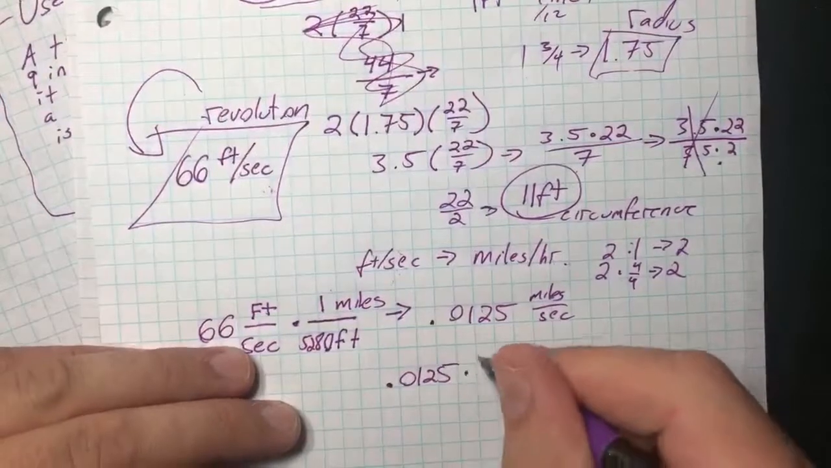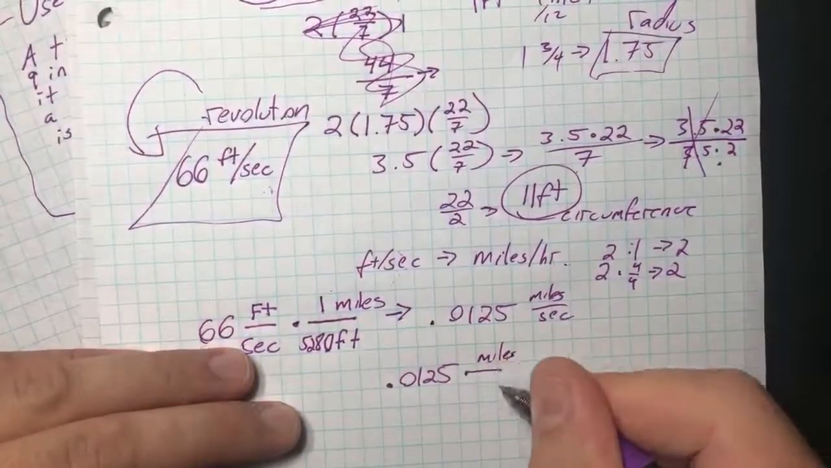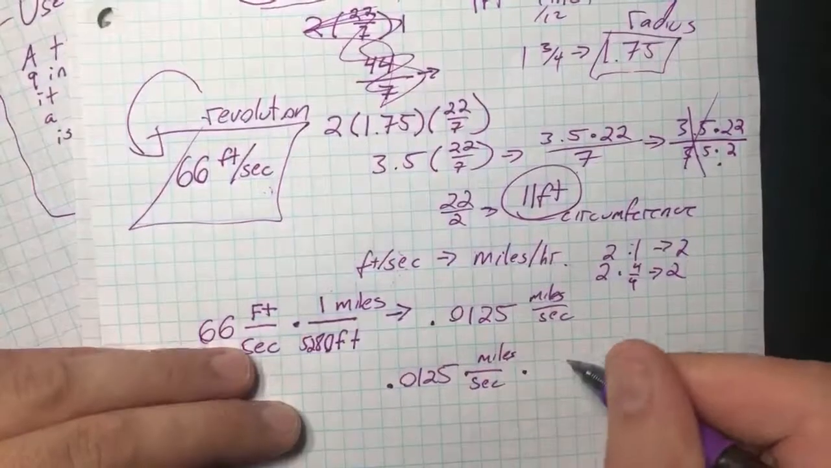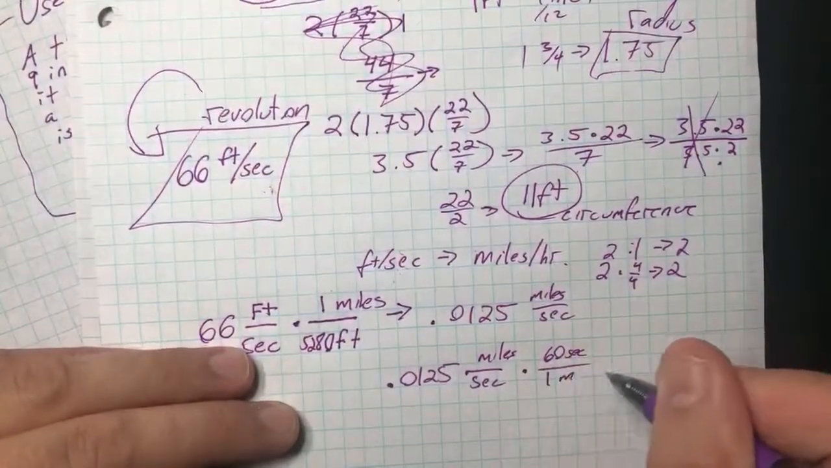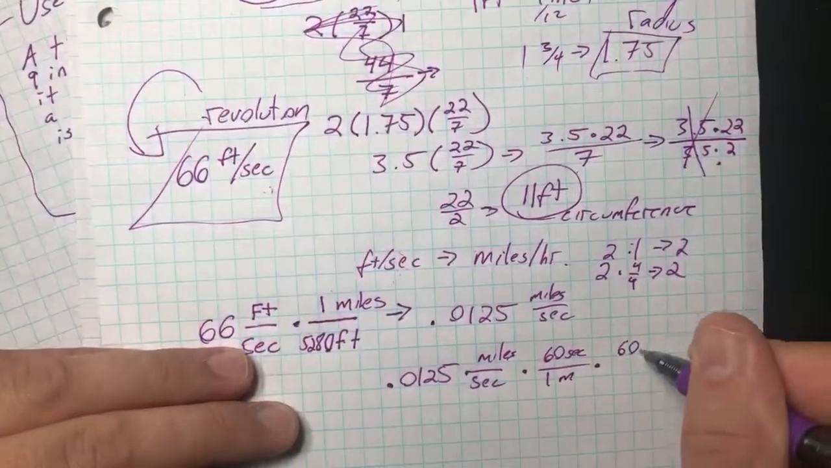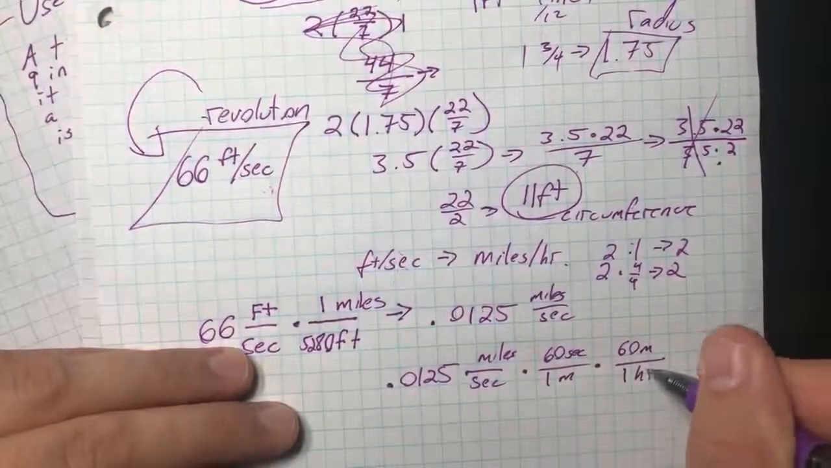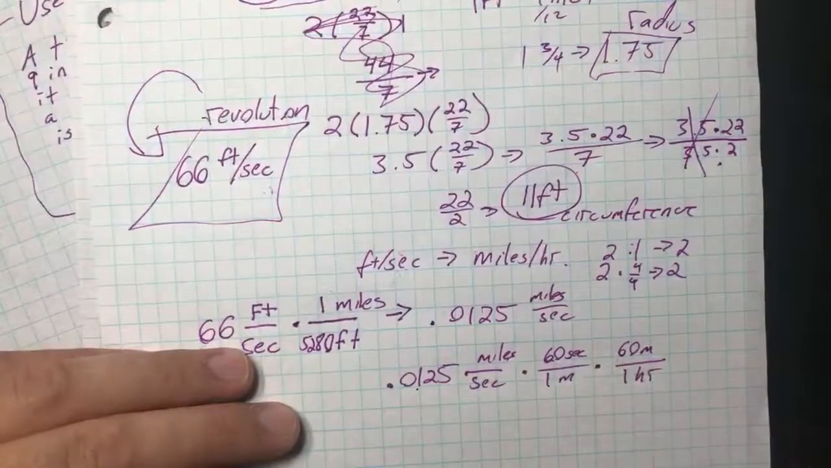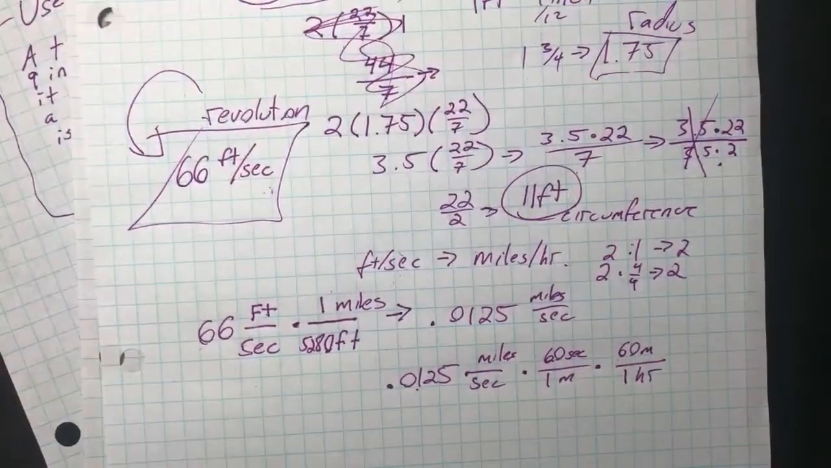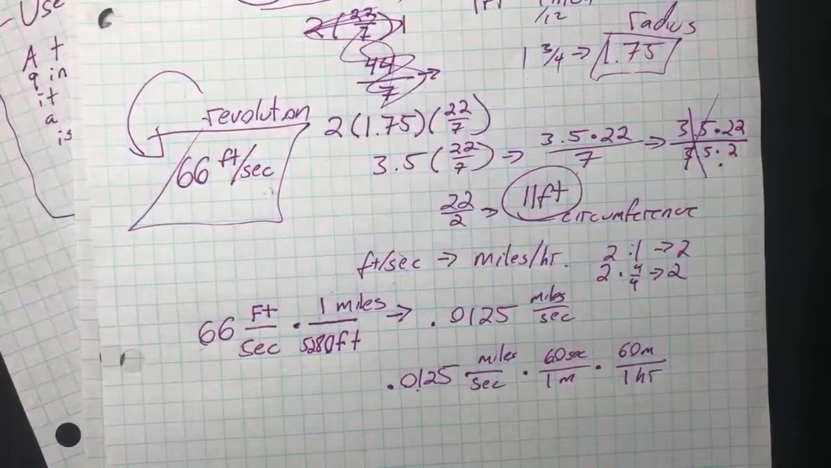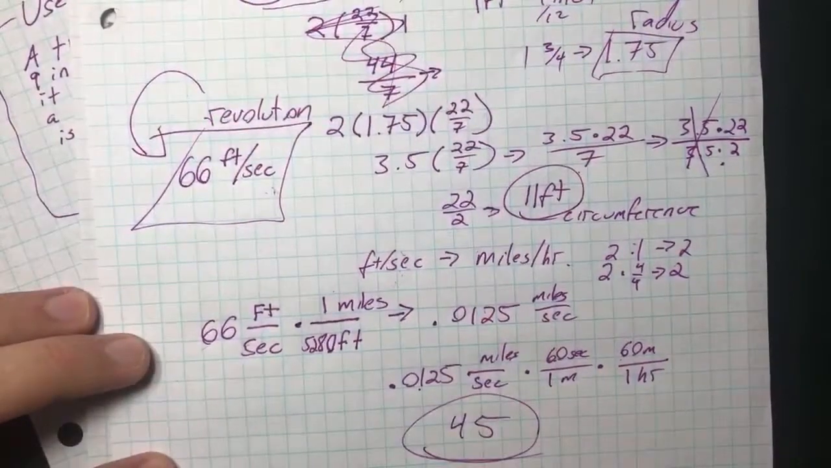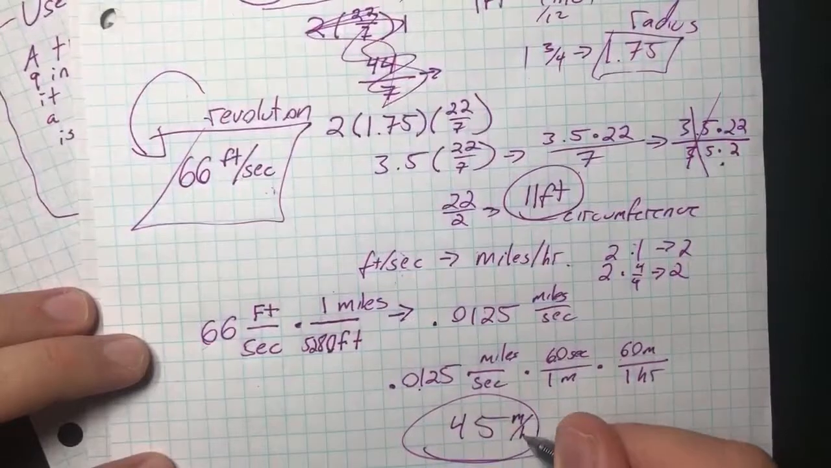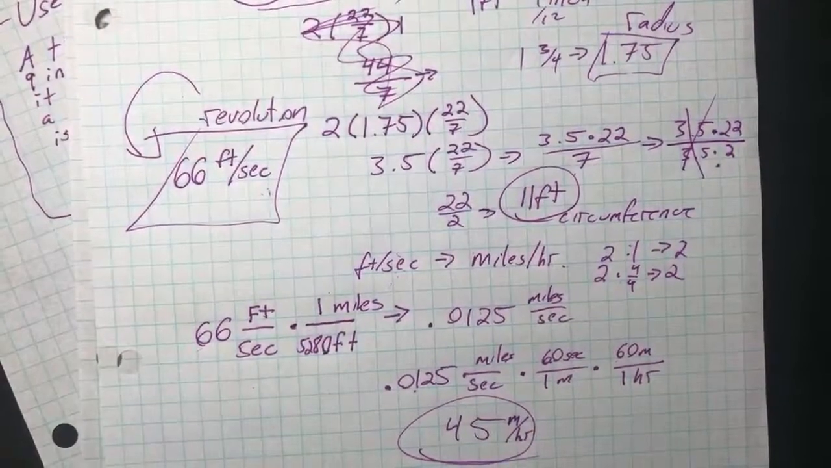We have 0.0125 in miles a second, so we need to multiply to get the seconds out of there. We know 60 seconds is 1 minute, and we know that 60 minutes is 1 hour. So we multiply this number by 60, then times 60 again, and that's what gets our answer. 45 miles per hour. That's it.